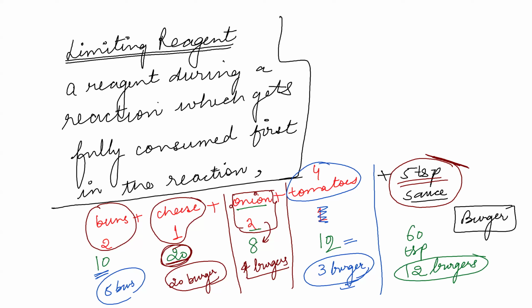Are we understanding? So now you tell me: if I have only this much material, 10, 20, 8, 12, 60, how many burgers can I make? I will be able to make only 3 burgers because then the tomatoes will be over. And then, no matter how much onion or cheese is left, I will not be able to have the standard flavored burger that Aaron likes.